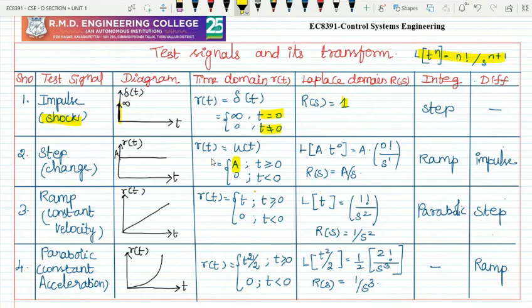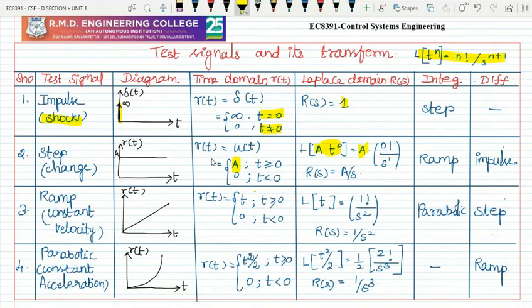The value is called A. So the same input signal can be written like this: A into t power 0. A is a constant, so keep it as it is. Then t power 0, by using this Laplace formula, 0 factorial divided by s power n plus 1. So totally your answer will be A by s. We know that 0 factorial is 1.